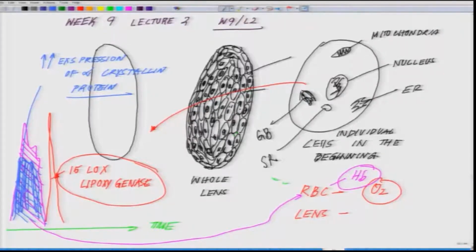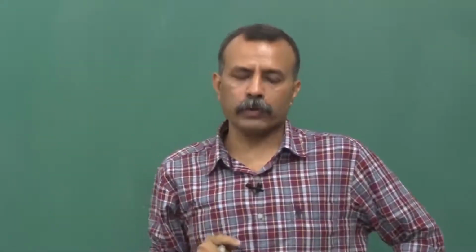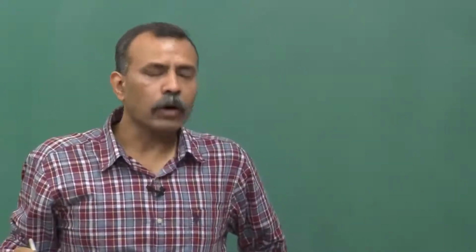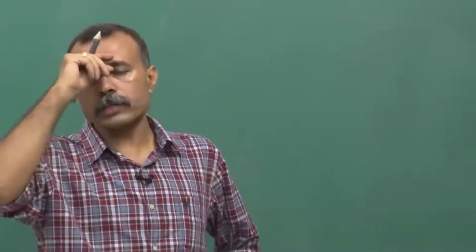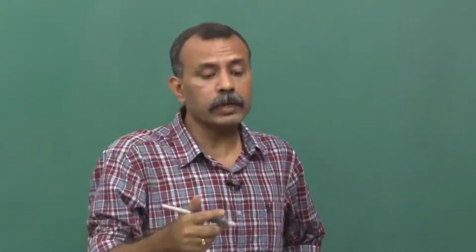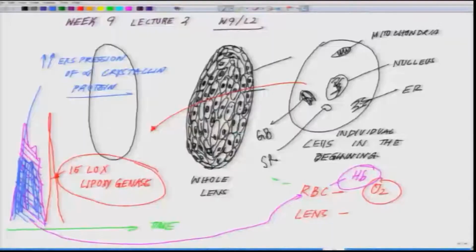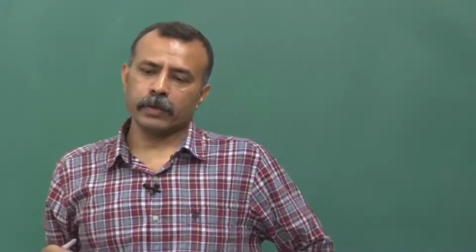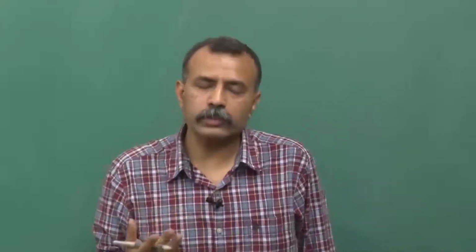There is a sharp spike of an enzyme called 15-lipoxygenase. What does lipoxygenase do? As the name indicates, if you break down the name, it is an oxygenase. It basically oxidizes the lipid. If something oxidizes lipid, that means, when you talk in biology or biochemistry, it is almost damaging the lipid.